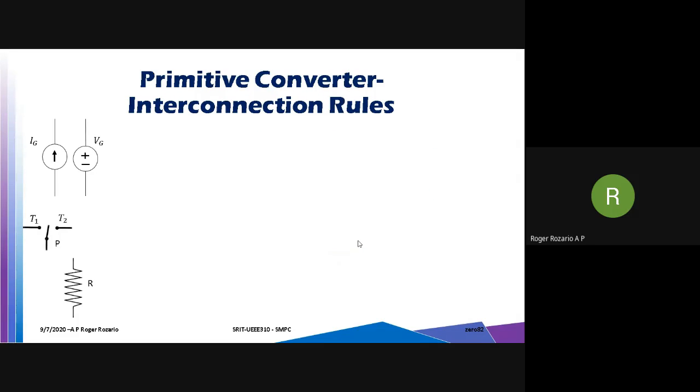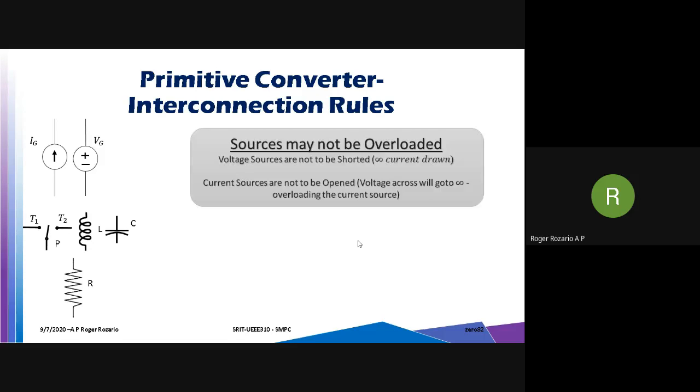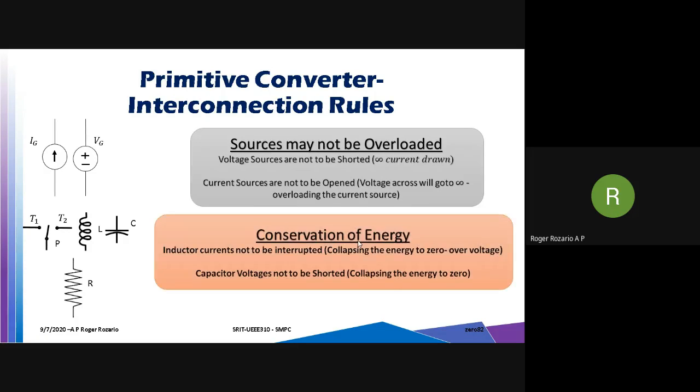And coming to the interconnection of these switches, the source and the load, some circuit theory principles have to be followed. The two main circuit theory principles were: voltage sources should not be shorted and current sources should not be opened. And the second principle that has to be followed is the law of conservation of energy: the inductor currents should not be interrupted and the capacitor voltage should not be shorted. So these were the two principles that we followed while interconnecting the sources via the switches, energy storage elements, and the load.